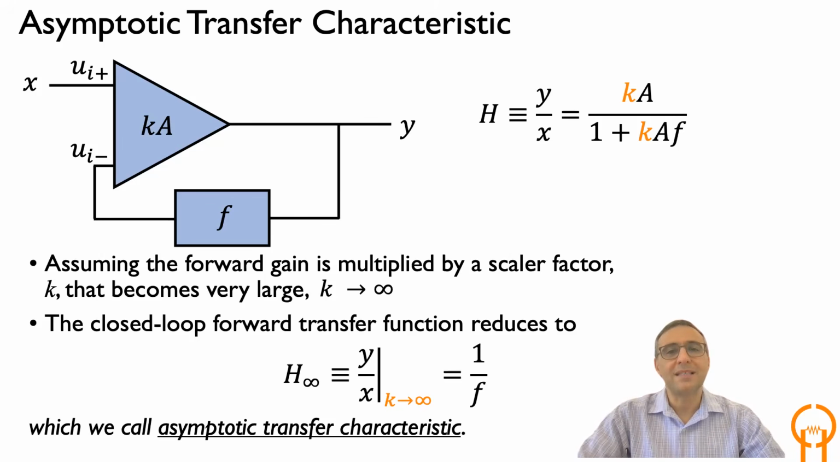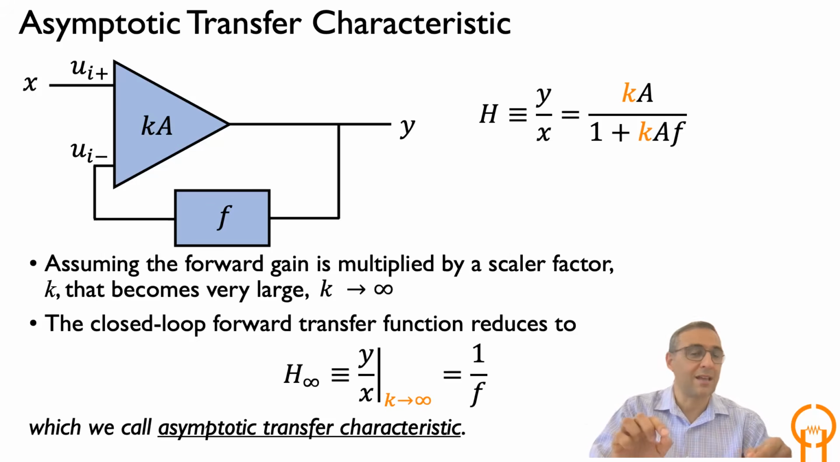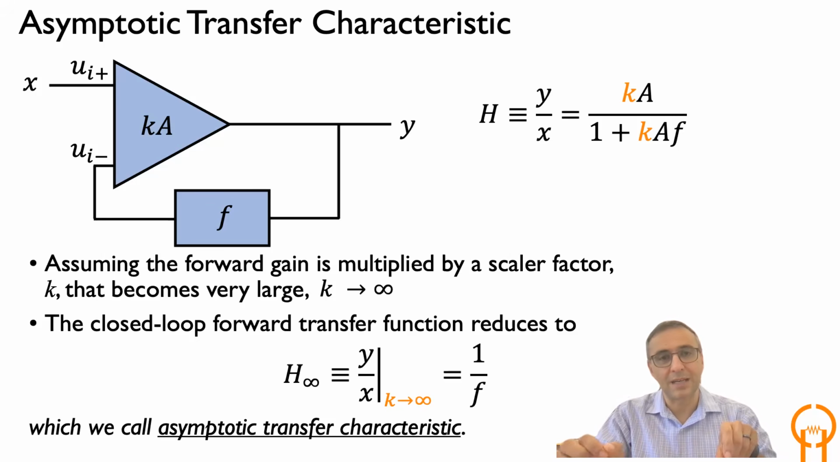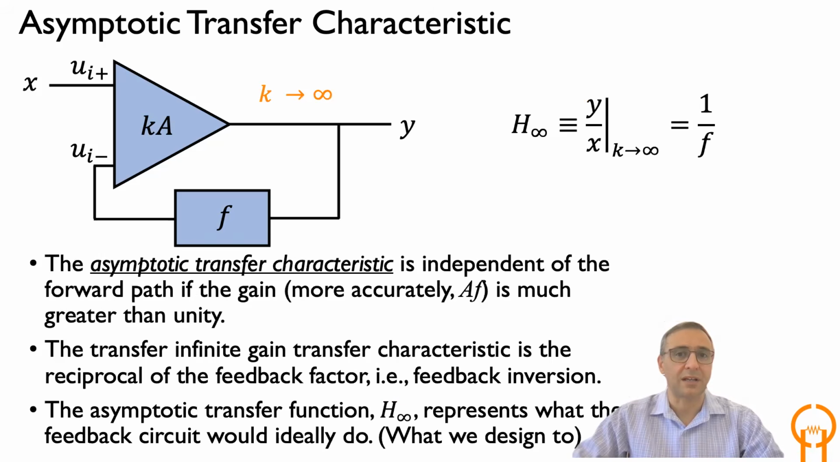And you will see that by taking K to infinity, the feedback factor f can be defined, especially in a circuit where you sometimes can't tell where the forward circuit begins and ends, and where the feedback network begins and ends. You can actually use this to define or find f, the feedback factor, as 1 over h infinity. Regardless, the important value is the h sub infinity, or asymptotic transfer characteristic.